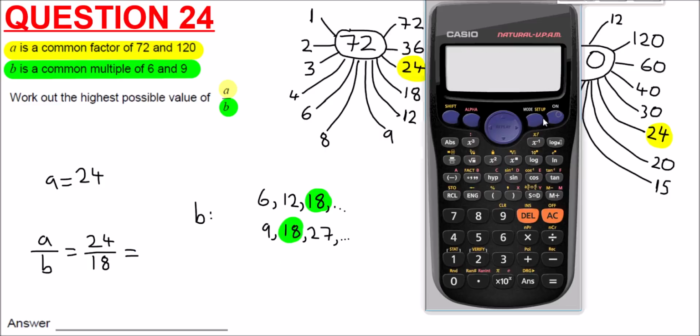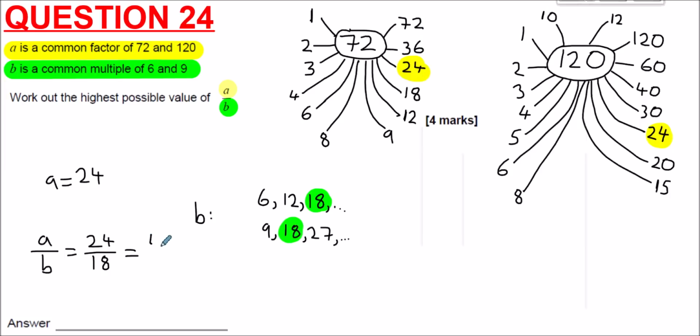So we can do this on the calculator. 24 over 18 would be 4/3. And that's the answer for the highest possible value of a over b. If you wanted to, you could give it as a mixed number, but I think 4/3 would be the easiest way to write it down.